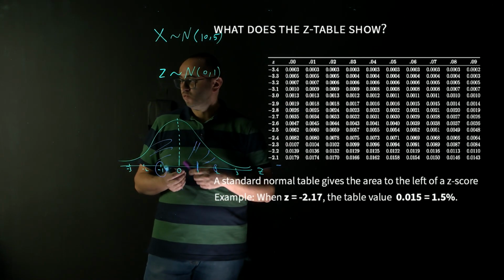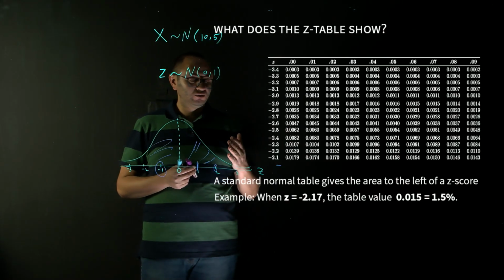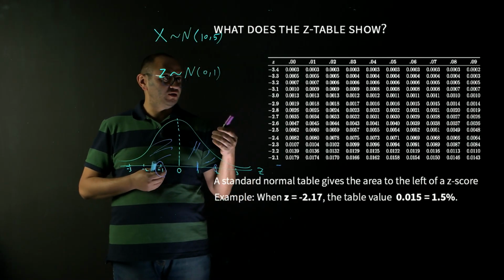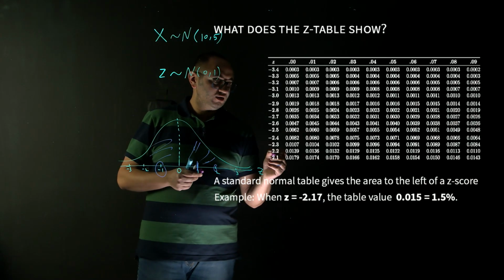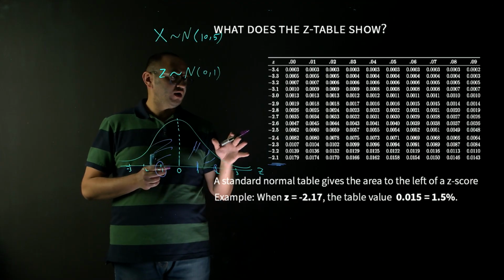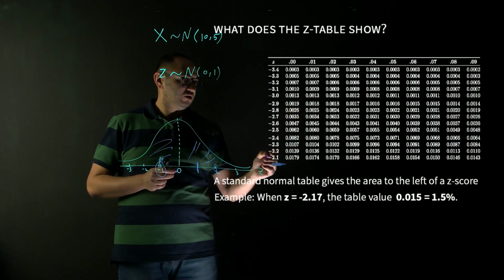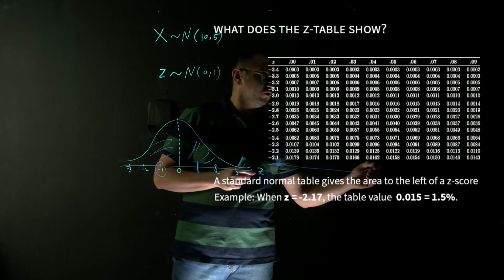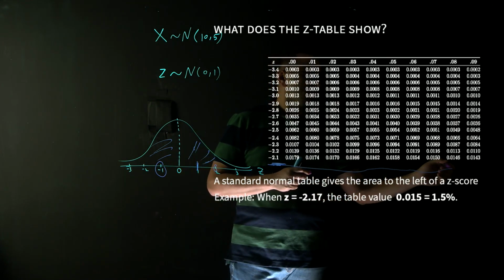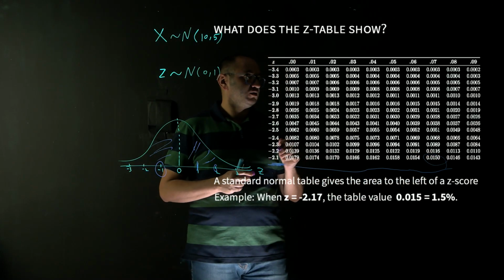So what we do, we have to locate negative 2.1 in the left column, right? So as you see, negative 2.1 is here, right? And then we have to move across to the column with 0.07. So if you go in this way, go to the right. So here you see this value, right?